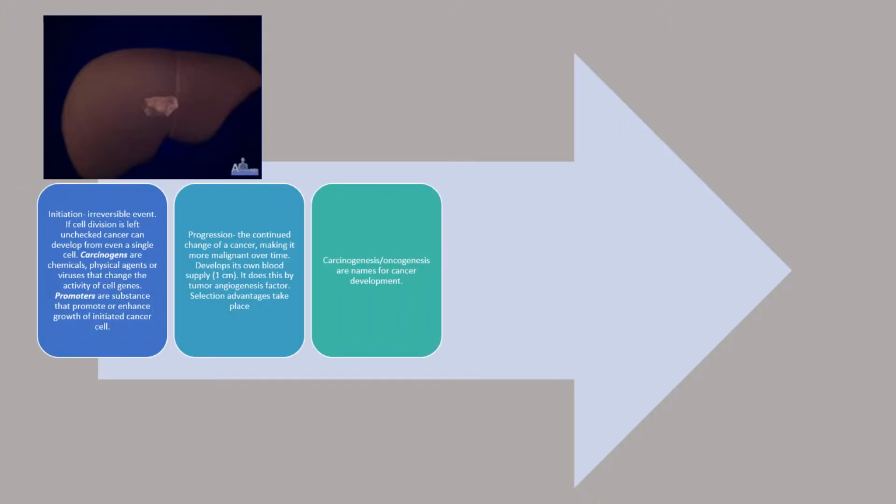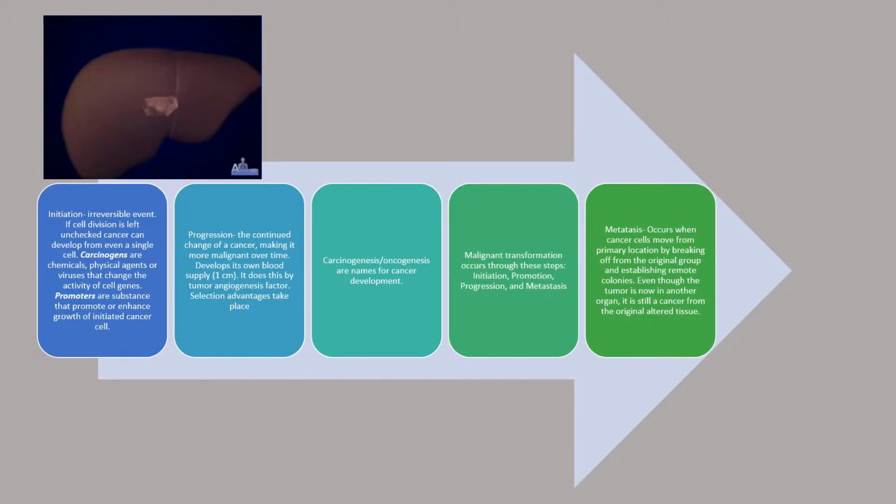Carcinogenesis and oncogenesis are names for cancer development. Malignant transformation occurs through these steps: initiation, promotion, progression, and metastasis. Metastasis occurs when cancer cells move from the primary location by breaking off from the original group and establishing remote colonies. Even though the tumor is now in another organ, it is still a cancer from the original altered tissue.